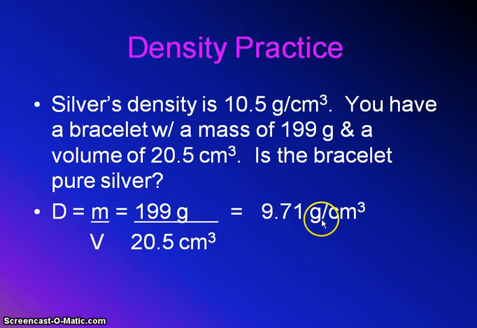Now, if we compare that to the density of silver, which was given in the problem as 10.5, we can see that this bracelet, therefore, is not going to be pure silver. It must be an alloy of some sort or a combination of metals. The types of problems you'll be expected to do will be similar to this. You might also be given density and volume and have to calculate mass, or mass and density and have to calculate volume, but you'll always be given two of the three variables.